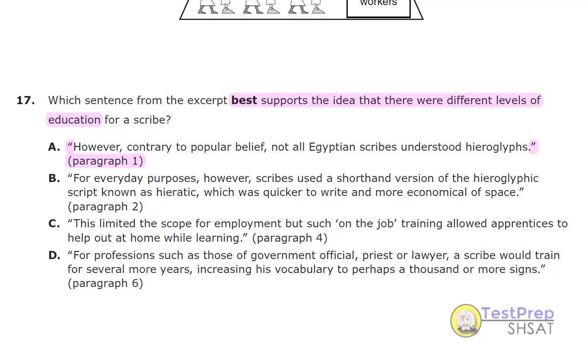C: "This limited the scope for employment, but such on-the-job training allowed apprentices to help out at home." Well, that has nothing to do with different levels of education. C is eliminated. Hopefully it's D.